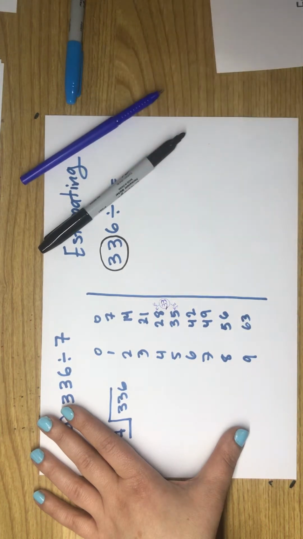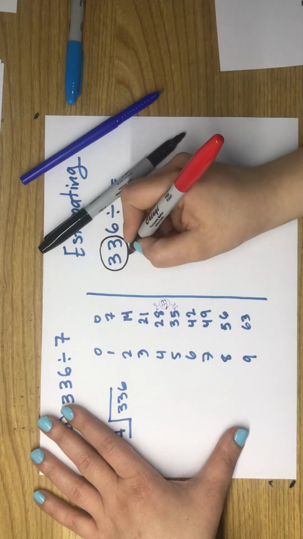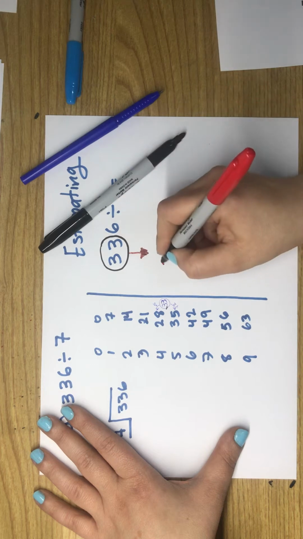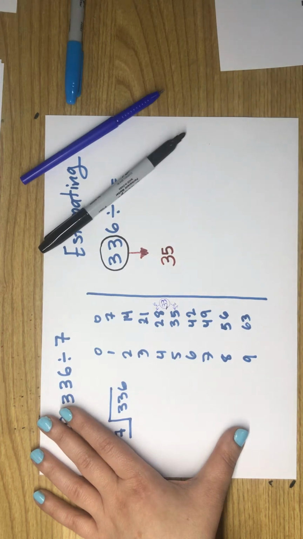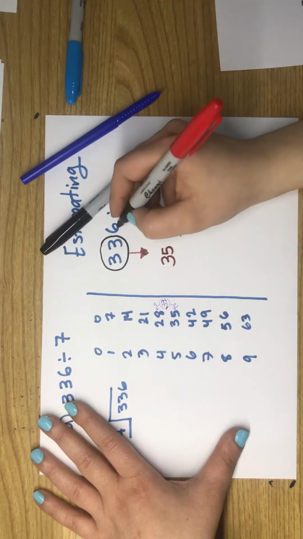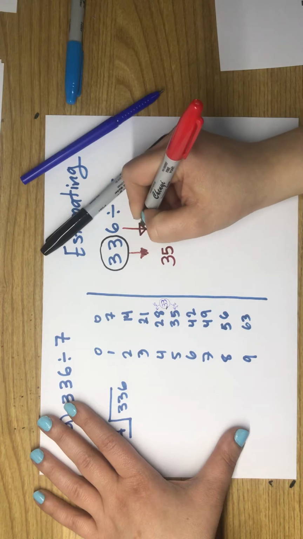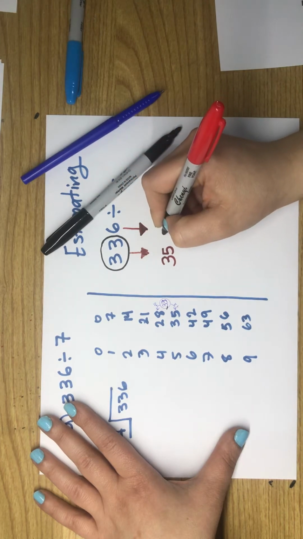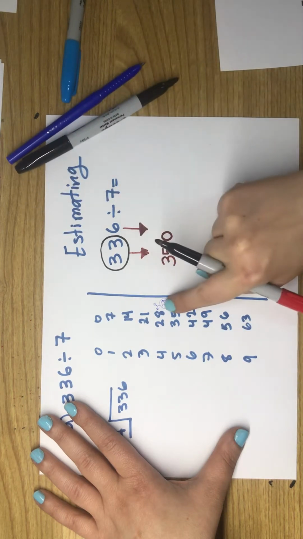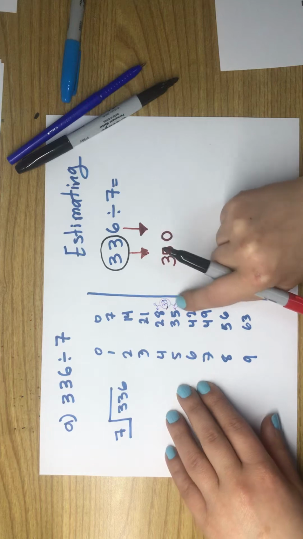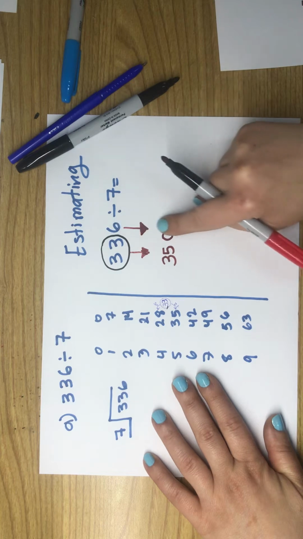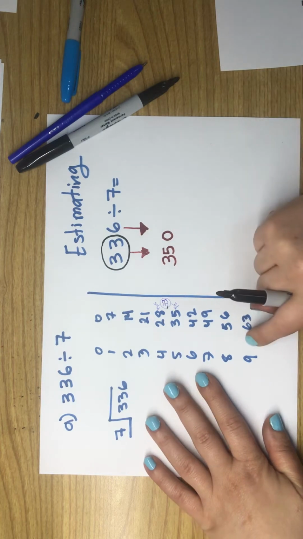So after this step, 33 is going to be rounded to 35. Okay, guys, so 33 is going to be rounded up to 35, and the rest of the digits are going to be rounded into 0. Again, 33 between the multiples of 7 is closer to 35. That's why the 33, I change it into 35, and the rest of the digits went into 0.